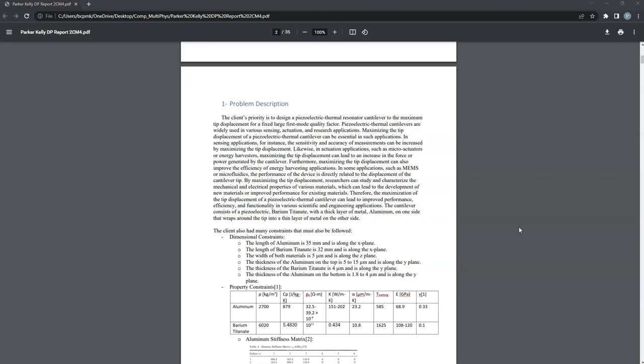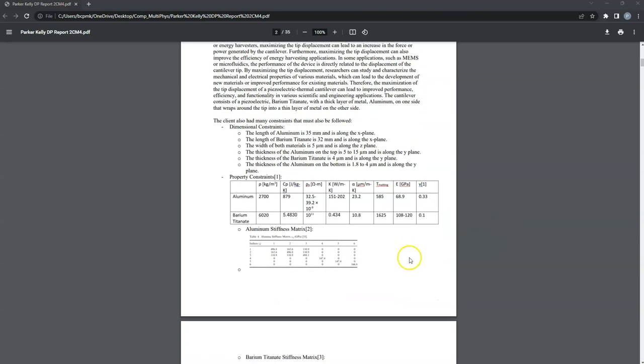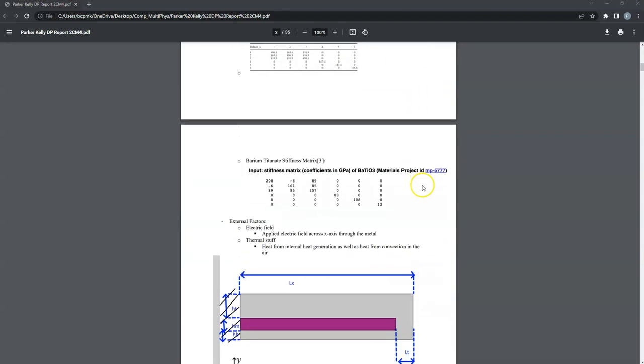the metal around it. As you can see here, we had some dimensional constraints, but the only one with a range was the thickness of the aluminum, because that is what we wanted to optimize for. It was the thickness on the top and the bottom. Here are the property constraints as well as stiffness matrices that we used for our materials.